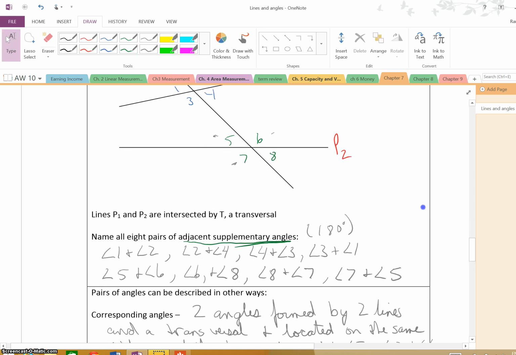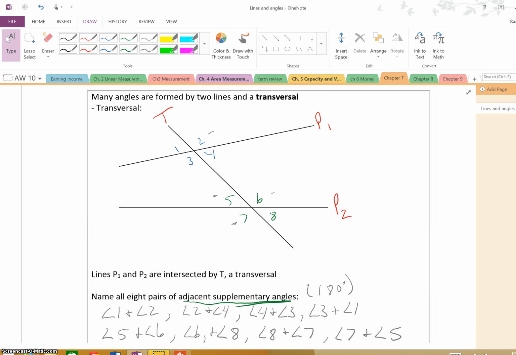With the diagram above, they don't really work too well. That's what they are, the corresponding angles, but if my lines are parallel, which we'll get into a little bit later, I can use that information to figure out what different angles are.